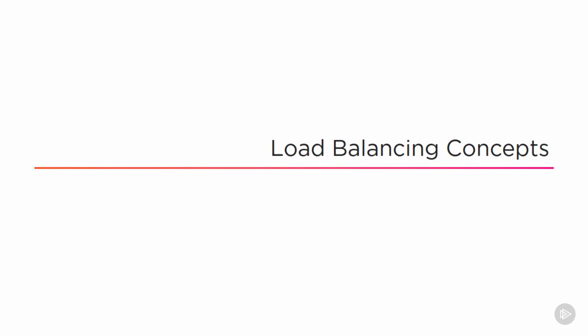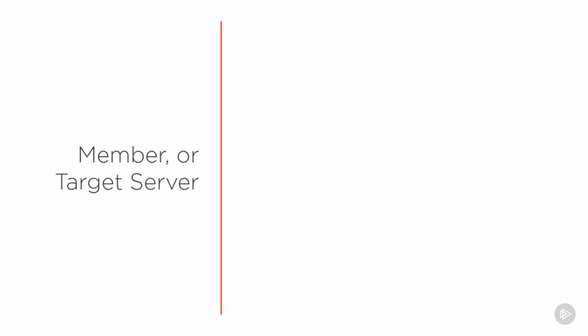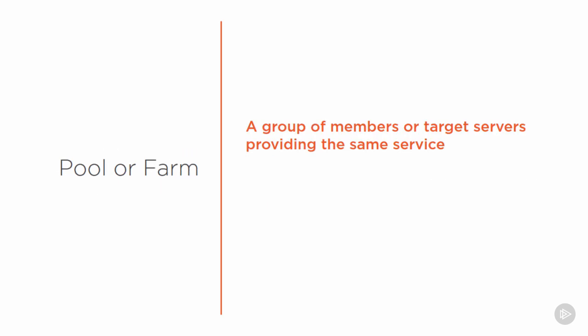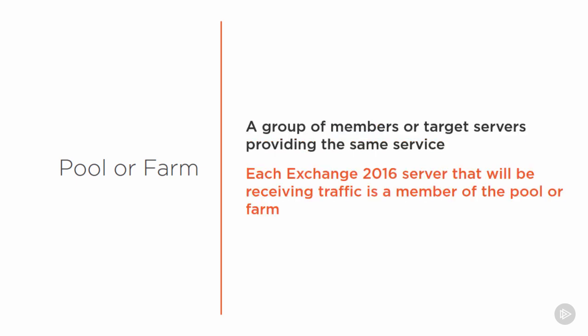All right, let's just set the scene with some load balancing concepts. First of all is the concept of a member or target server. This basically means a host or server that will receive traffic from the load balancer. So in our discussions here, each of the Exchange 2016 servers is a member or target server. A group of members or target servers that are providing the same service is referred to as a pool or a farm. So you'll see some vendors calling it a server farm, server pool, member farm, member pool.